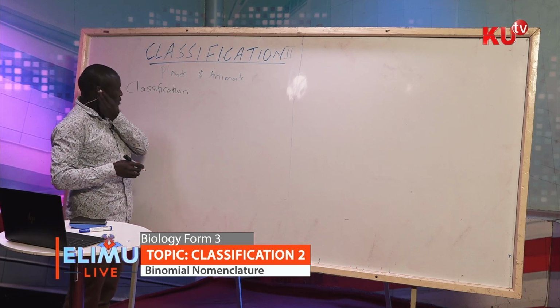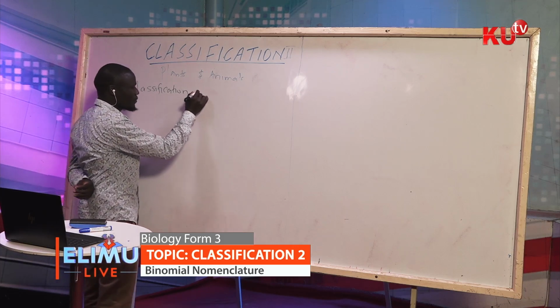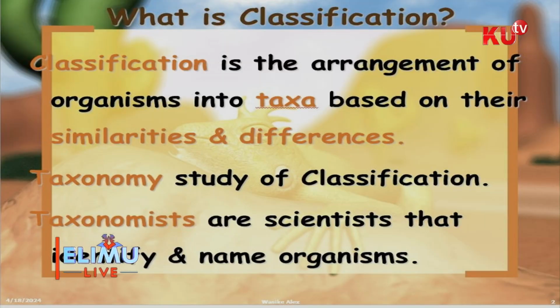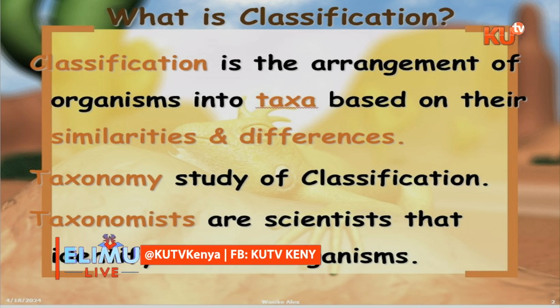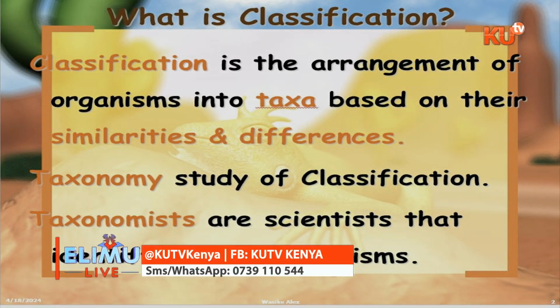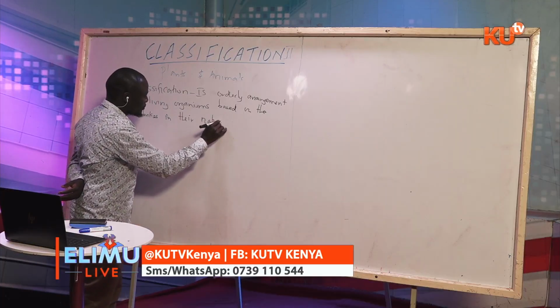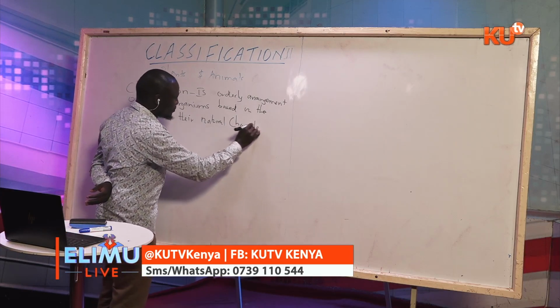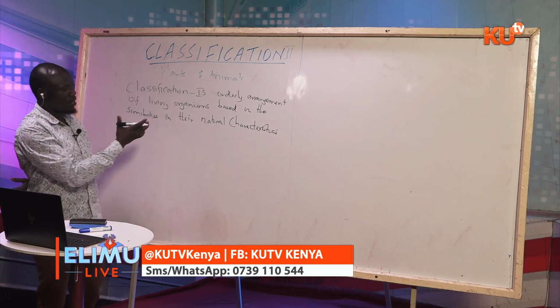We are being told in Form 1 that classification is the orderly arrangement of living organisms based on the similarities in their natural characteristics. So that is how we were told to define classification in Form 1.